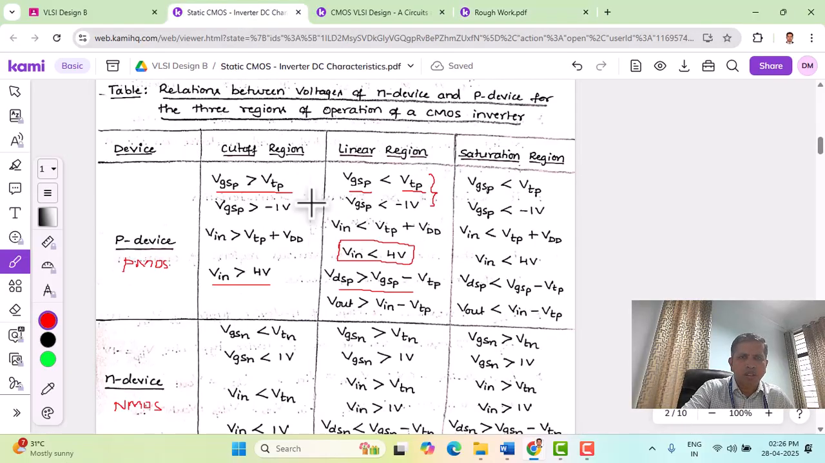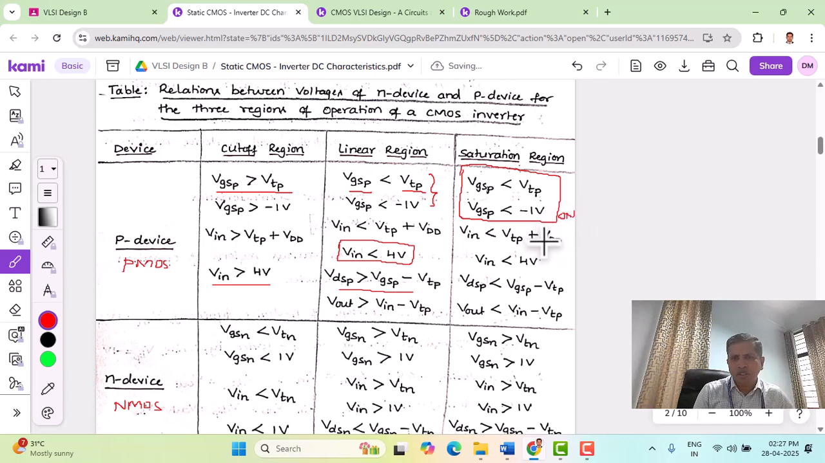Let's go back to the table. As we have seen here, V out should be greater than V in minus VTP. We need to satisfy this condition to operate the PMOS device in the linear region. Let's go to the saturation region. The condition required for the transistor to turn on is this: VGSP should be less than VTP. VTP is minus 1 volt. If we apply across gate to source a voltage more negative than minus 1, then the PMOS transistor will be turned on. This is for turning on the transistor.